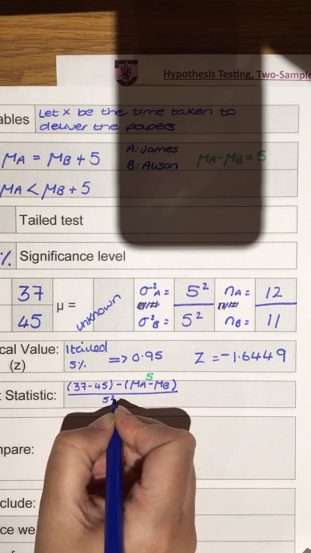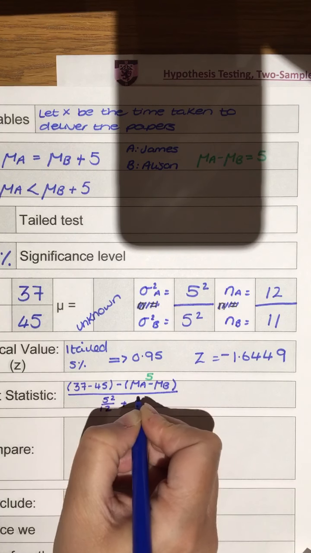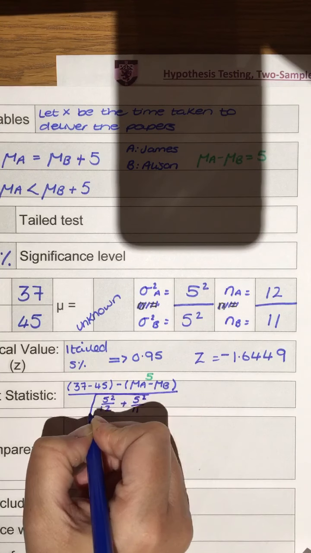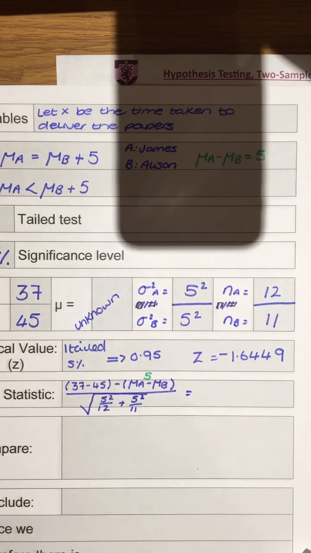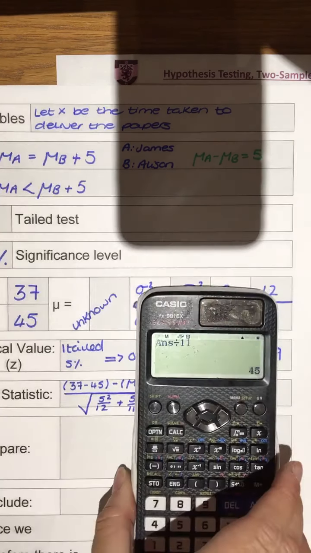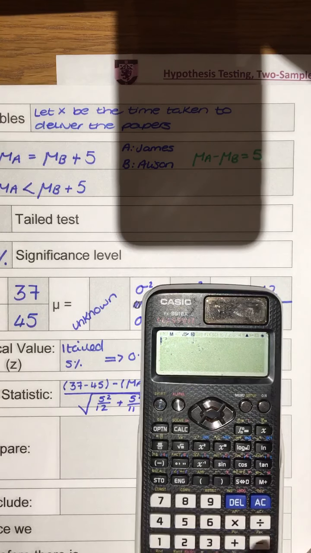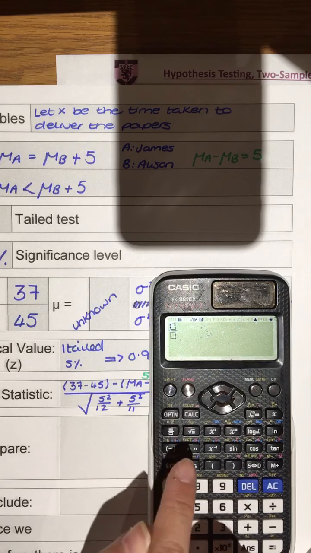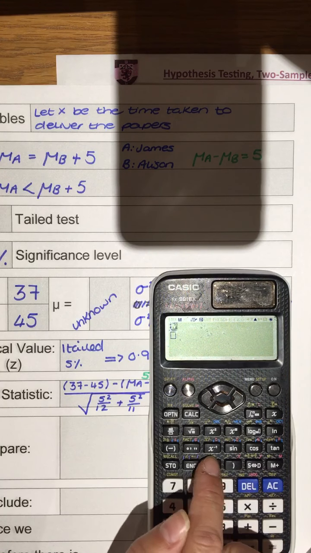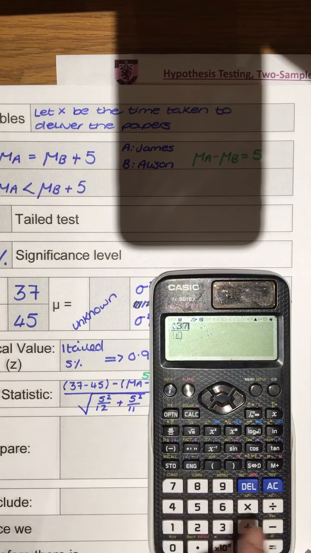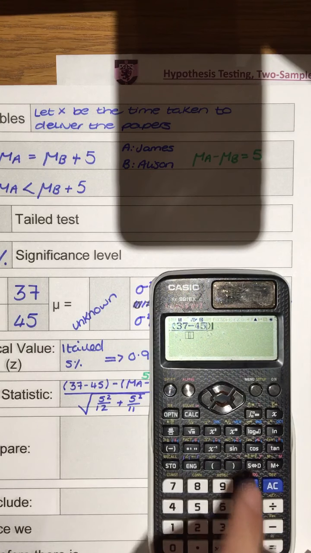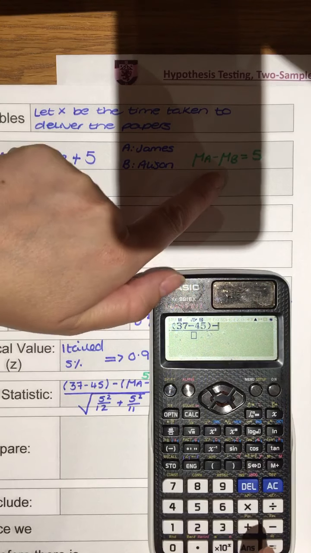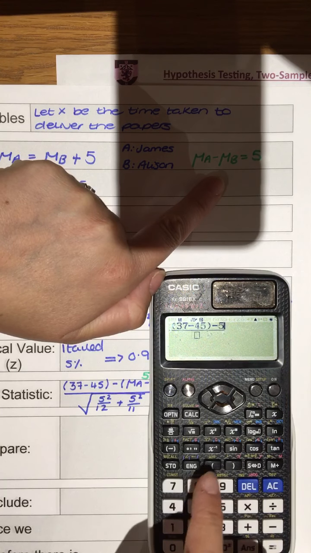I have my 5 squared over 12 plus 5 squared over 11, and I'm going to square root the bottom of that fraction. And again, I'm going to show you how to put this in on the calculator really clearly, so we're not making any silly mistakes. I press my fraction button, then the top of the fraction is bracket 37 minus 45 bracket. Take away, instead of 0, I'm taking away 5 from this rearranged equation up here.